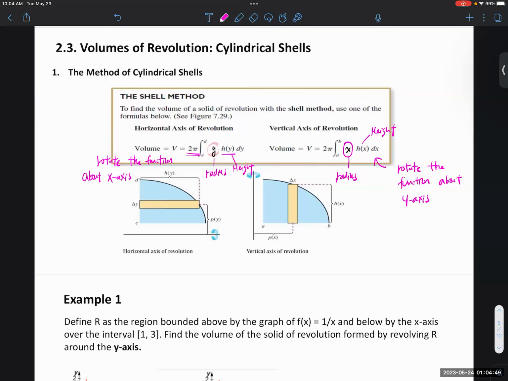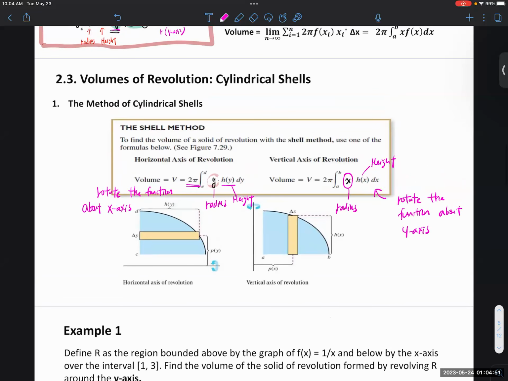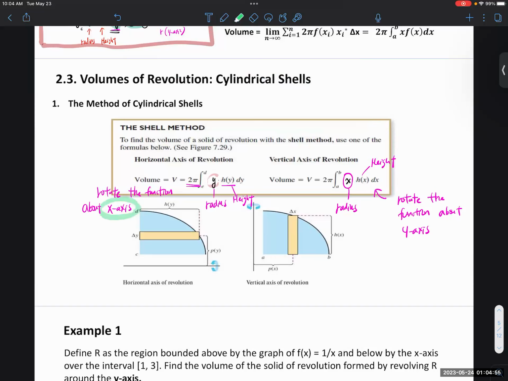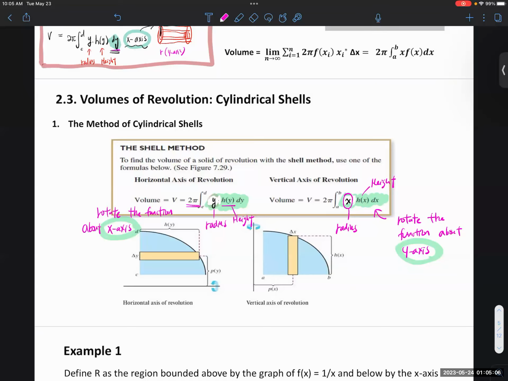So that's the formula we already wrote above, so that you will find this formula again in the textbook. Okay, so let me write down, because this is the opposite, right? Many people confuse. If you rotate x-axis, everything is with respect to y variable. If you rotate y-axis, everything is with respect to x variable. It's a perpendicular relationship.